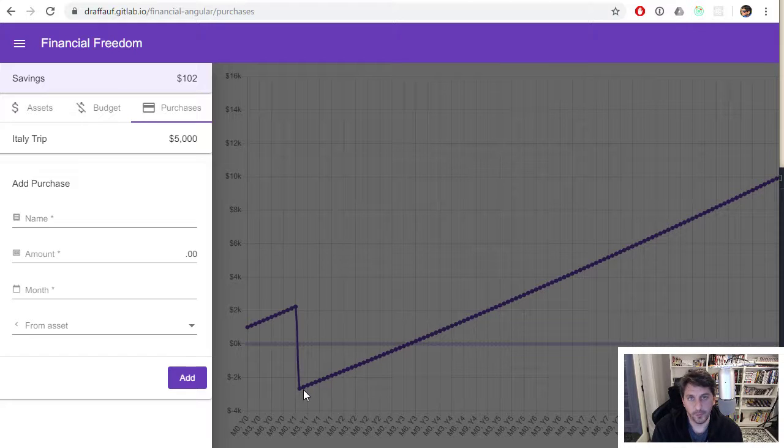And which is obviously bad. It means we don't have the money. So realistically, we can't do this unless we want to just throw a bunch of debt on a credit card. But we're trying to be responsible.